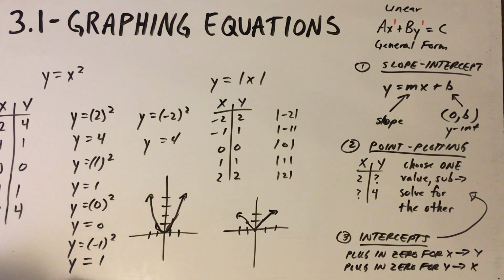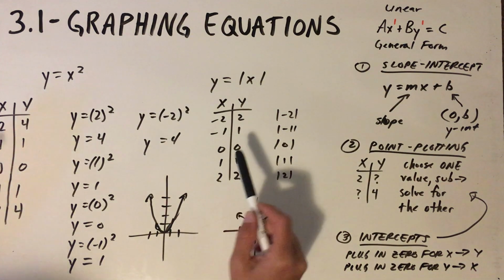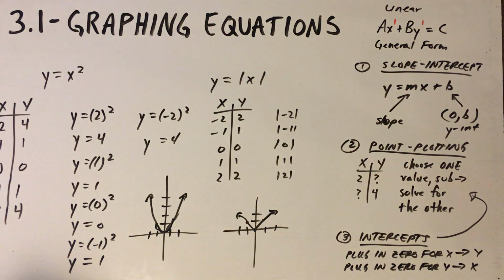Okay, so point plotting, you can use it anytime to graph any equation. You should know how to graph in slope-intercept form, using point plotting and intercepts, and tell whether or not you have linear and nonlinear variables or equations. And in this case, neither one of these are linear because they don't make a straight line.